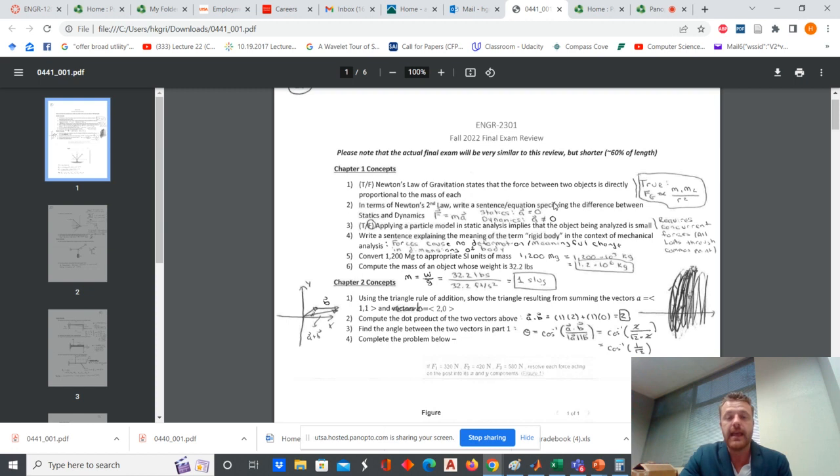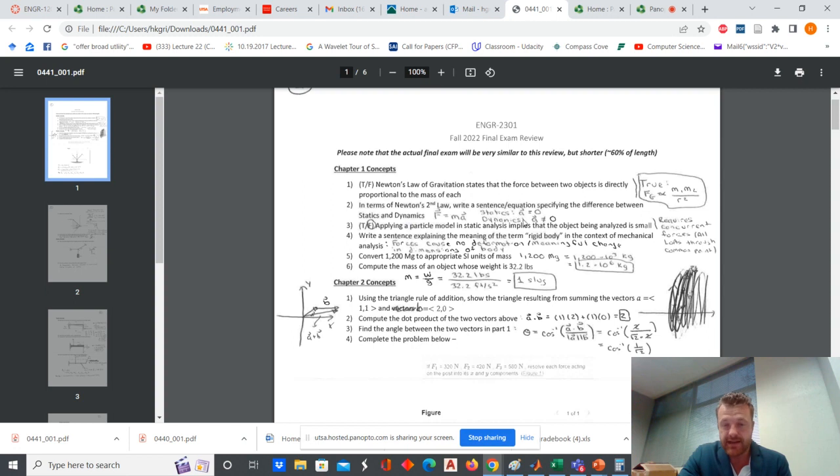What that means is that the object itself, since it's not accelerating, is either stationary, not moving at all, or it's moving at a constant velocity. The majority of questions that we dealt with in this class were just stationary. In the case of dynamics, acceleration is not equal to 0.